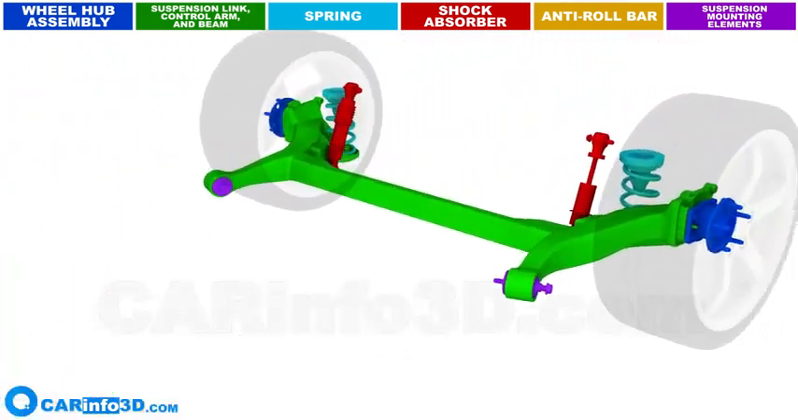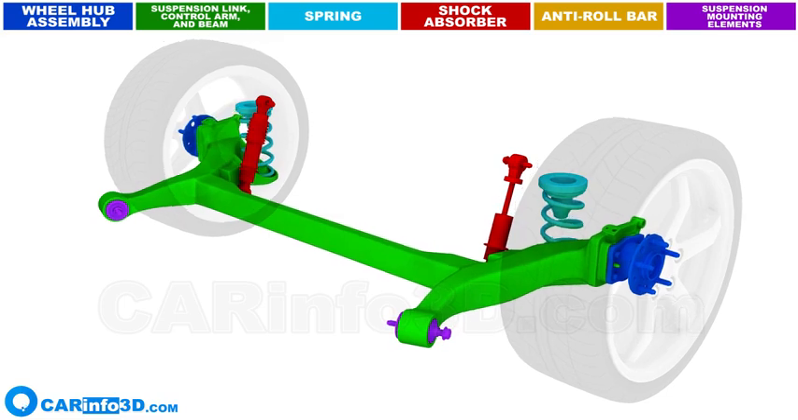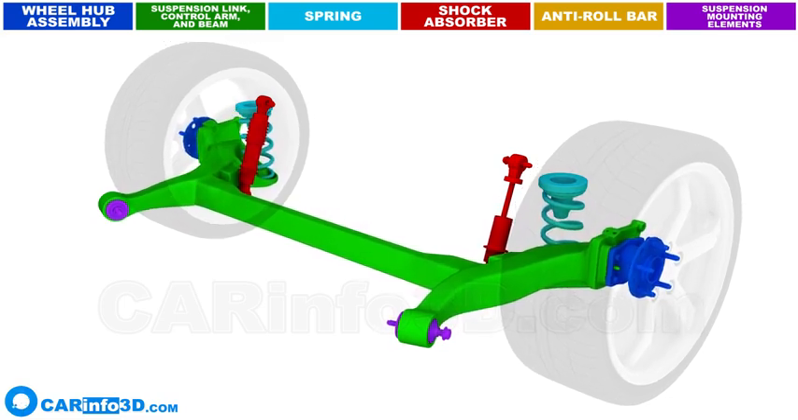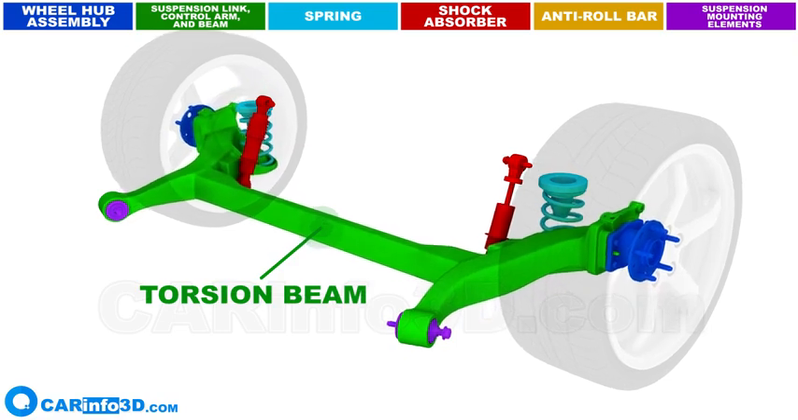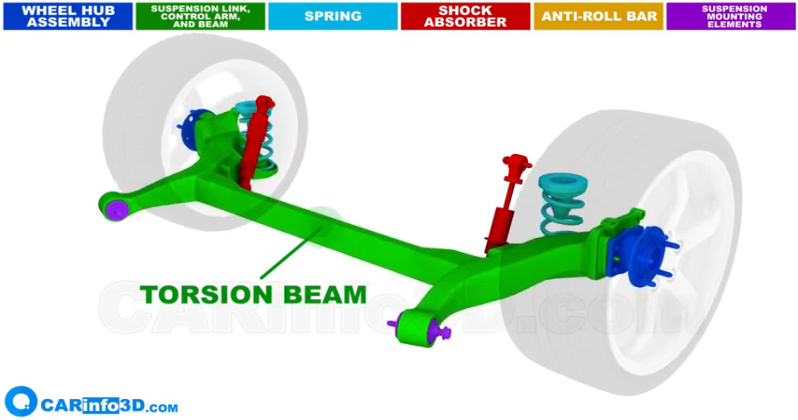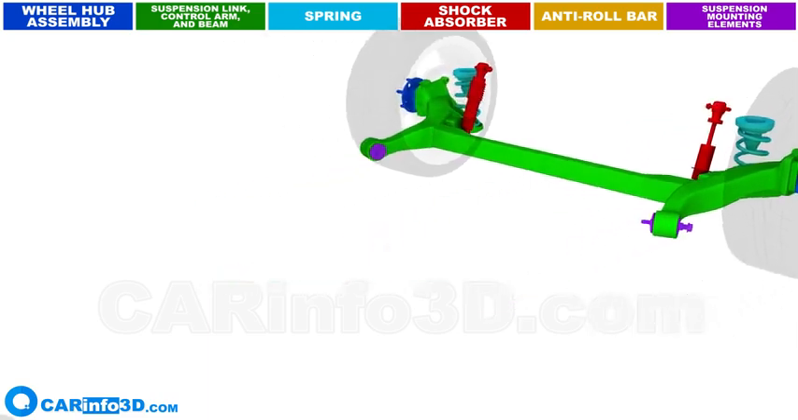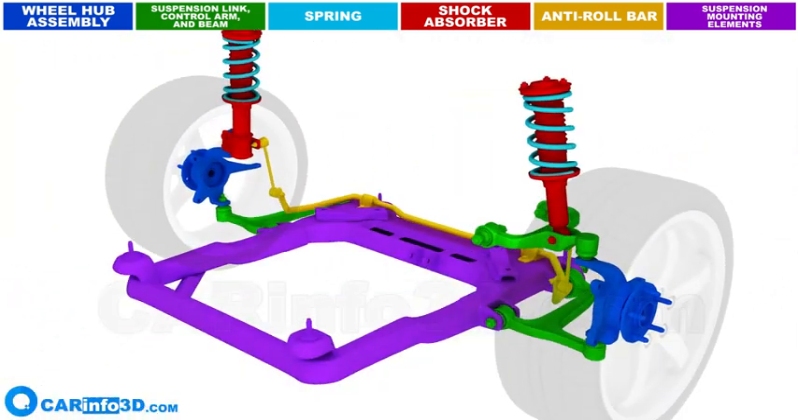Let's go through the structure of a semi-independent suspension. Its key element is the torsion beam. The wheel hub is mounted directly on the beam. Let's take a closer look at the suspension components.